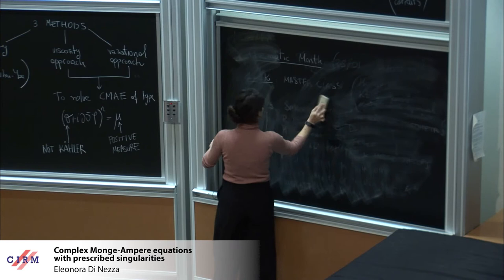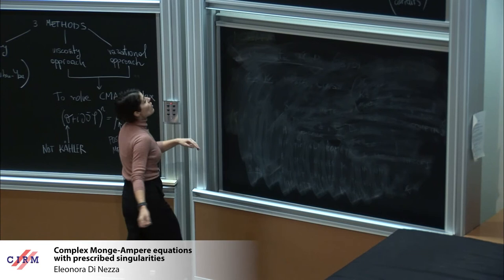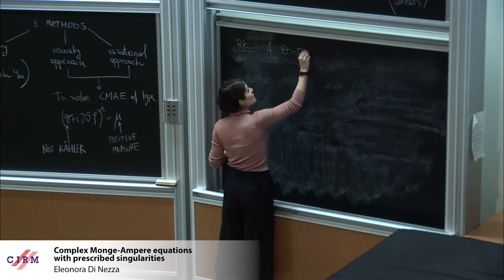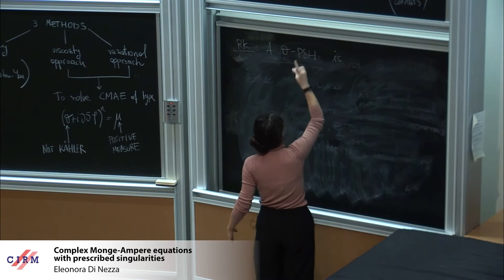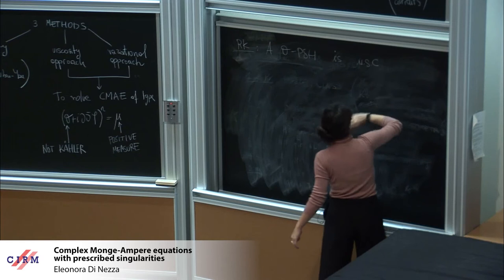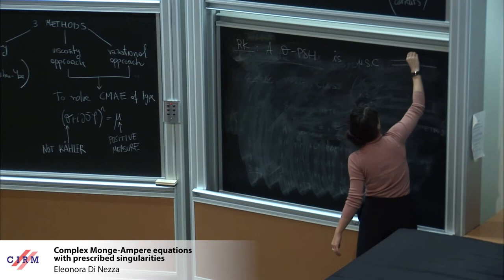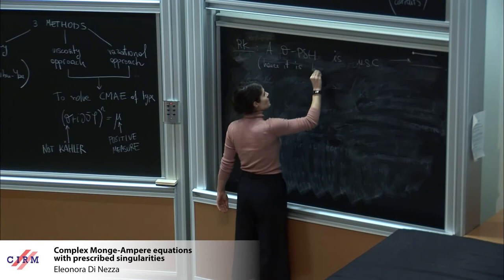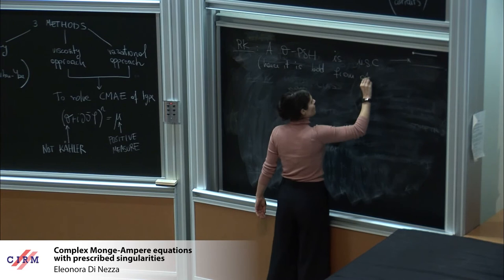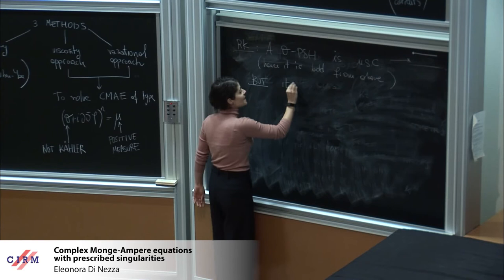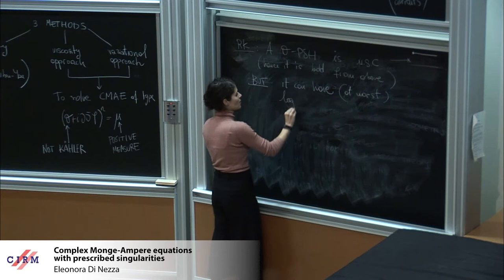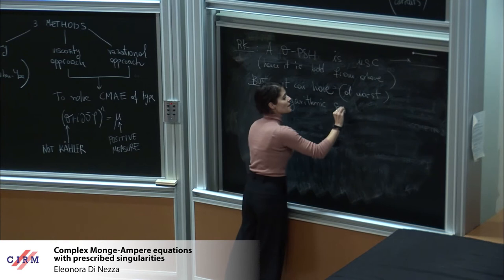So let me just remark. A theta plurisubharmonic function turns out to be upper semi-continuous. So this is the picture you should have in mind. And hence it is bounded from above, because the manifold is compact, but it can have logarithmic singularities at worst, at minus infinity.